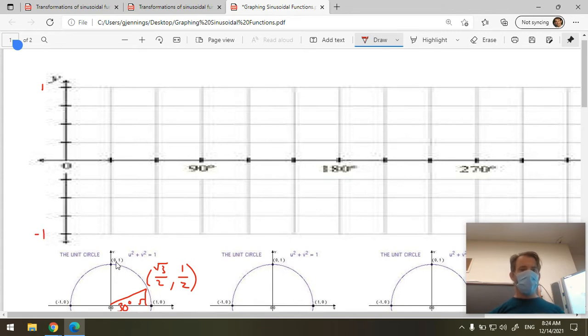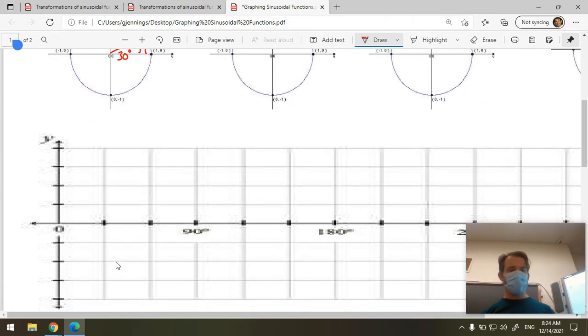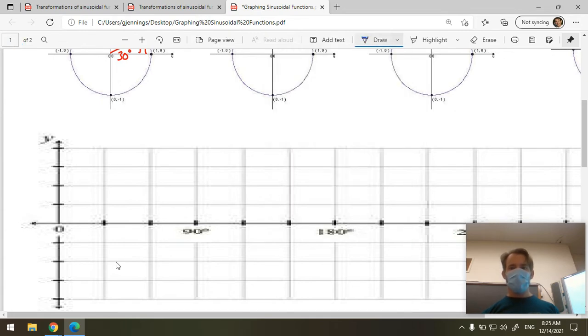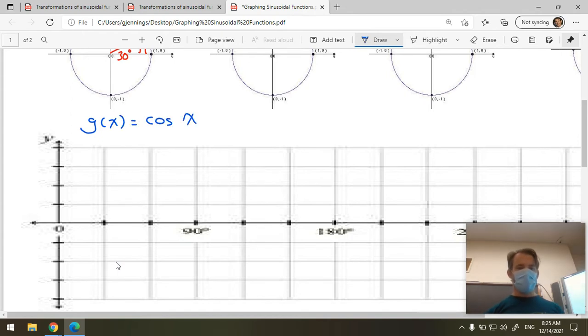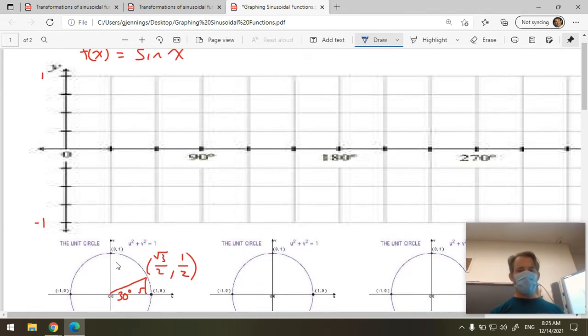And now I'm going to put my values for, let's call this f of x. So you're going to label this f of x equals sine of x. We're going to graph that one up here. And down here, you're going to graph g of x, a different function, in another color. Just make it beautiful. G of x equals cosine of x. All right. So let's graph sine first, and then we'll graph cosine.